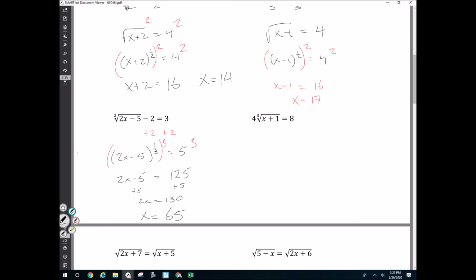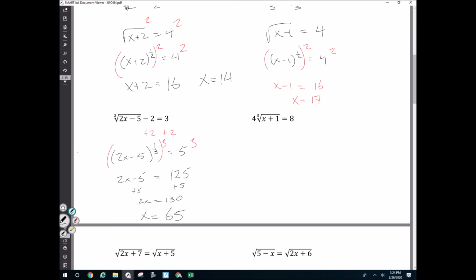Please do the one on the right. This is 4 times the cubed root of x plus 1, and that equals 8. You should get x equals 7. The cube root stays. You need to get rid of the cube root.